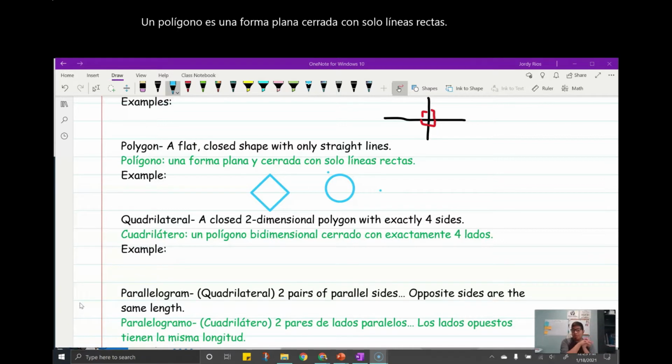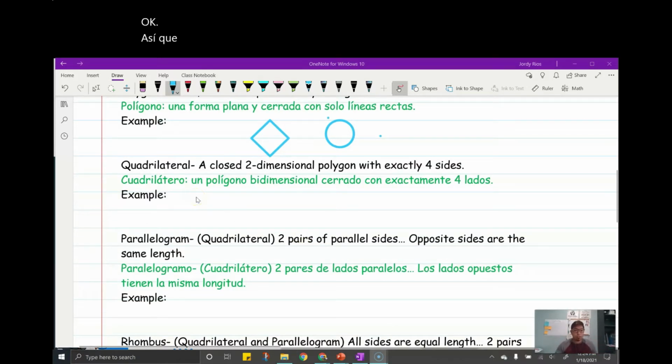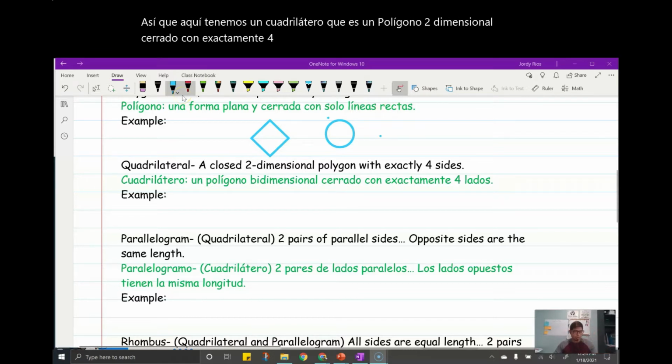So now that we know what a polygon and non-polygon look like, let's look at some different types of polygons. Here we have a quadrilateral, which is a closed two-dimensional polygon with exactly 4 sides. There are 5 different types of quadrilaterals, and we're going to get started with them right now.